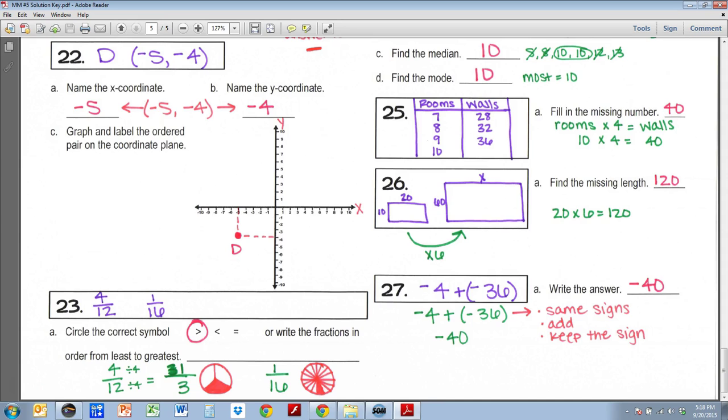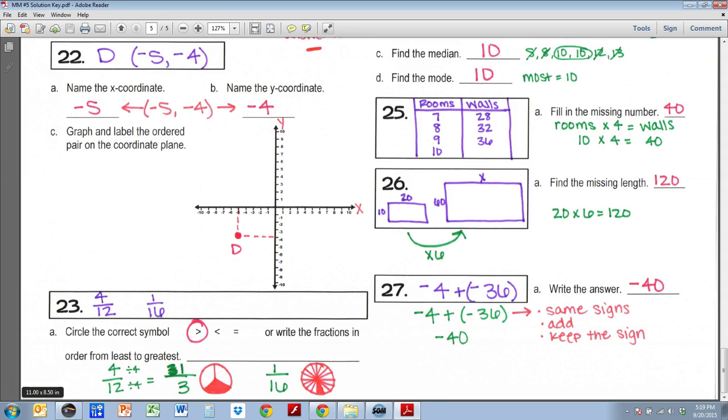Good deal. Easy, easy. So 23, it says we're going to compare these fractions, and we're going to make sure that we have the correct symbol in there. And this symbol is the greater than symbol, because 4/12 is greater than 1/16. There's a couple of ways to do this. There's actually a lot of ways you can do this. But one of the ways, I love how Miss Hendee drew this out, because this is exactly so we can visualize what these fractions actually are.